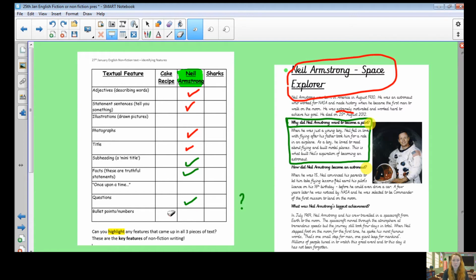Does it have bullet points or numbers? Now this one doesn't, but if the other ones do, your grown-ups will help you to spot those. So I finished my Neil Armstrong identification of textual features. Now I'm going to move on to my cake recipe or my shark information text.